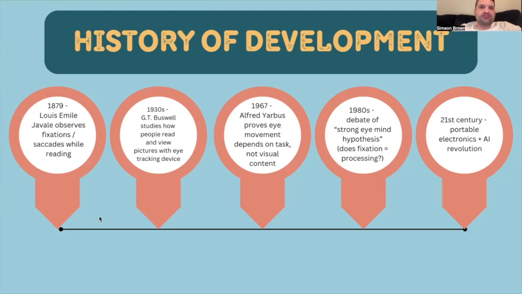Today, in the 21st century, we use it a lot. It's a very valuable data collection tool. Of course, modern portable electronics and the AI revolution are introducing new tools all the time. Neural networks are giving us new ways to process this data and make guesses about how the brain works based on that.